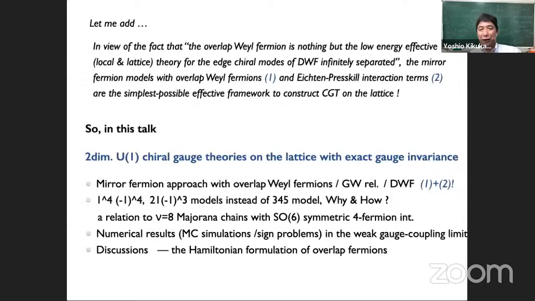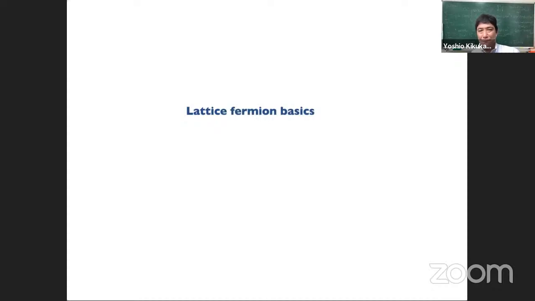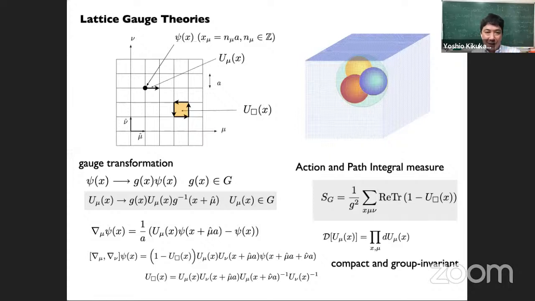Okay. Any other questions? If not, let me first briefly review the basics of lattice fermions in order to fix my notation, okay? And then I want to go to the mirror fermion approach with overlap fermions for two-dimensional chiral gauge theories. I actually prepared a short review of the basics of the Eichten-Preskill model itself, because the mirror Ginsparg-Wilson fermion approach is nothing but a variant of the Eichten-Preskill model. But I'm sorry, I would like to skip that part for the first time because of the time. If we have enough time later, then I can go back to this one. Okay, so let me briefly review the lattice gauge theory and the lattice fermion basics.